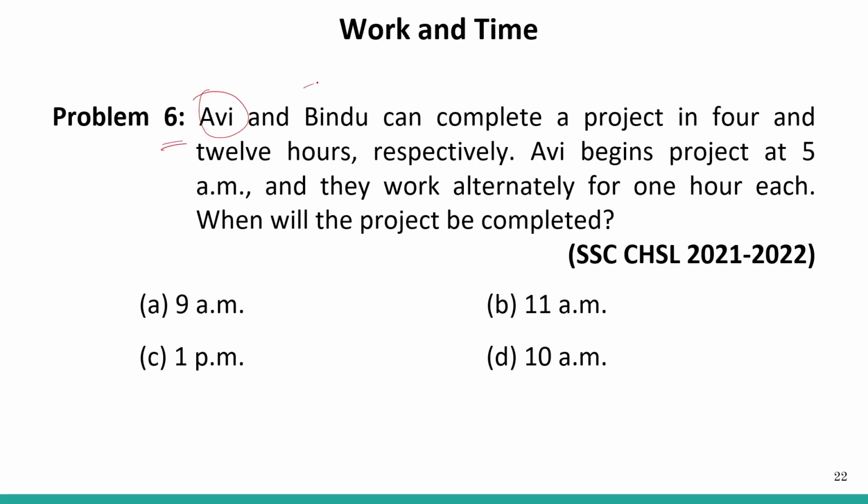So Avi and Bindu, okay, they can complete a project in 4 and 12 hours respectively. So Avi's work rate is equal to 1 by 4, and Bindu's work rate is equal to 1 by 12. Okay, this is what is given to us respectively. So Avi begins the project at 5 a.m. Okay, then they work alternately for 1 hour each. Okay, so when will the project be completed?